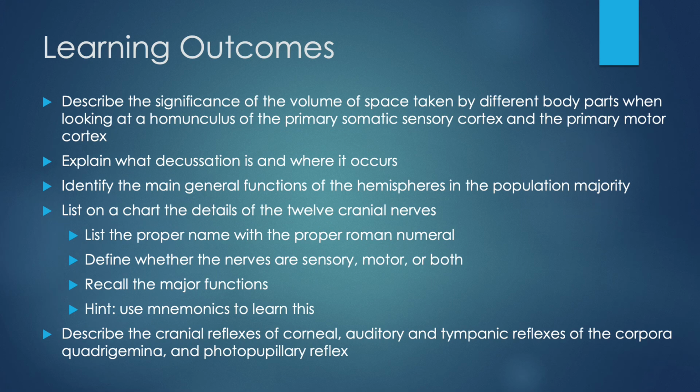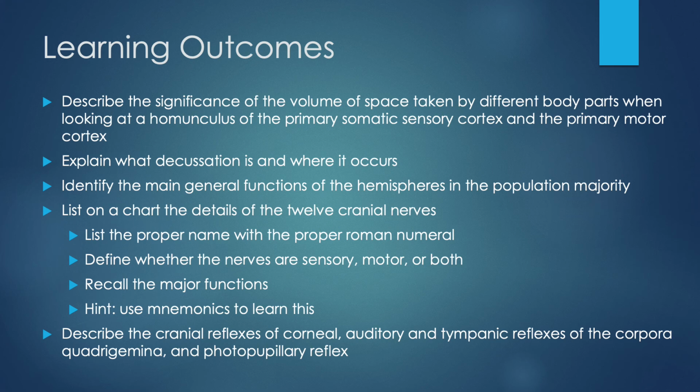Last, you'll be describing the significance of the volume of space taken by different body parts when looking at a homunculus of the primary somatic sensory cortex and the primary motor cortex. You'll explain what decussation is and where that occurs. You'll identify the main general functions of the hemisphere in the population majority.